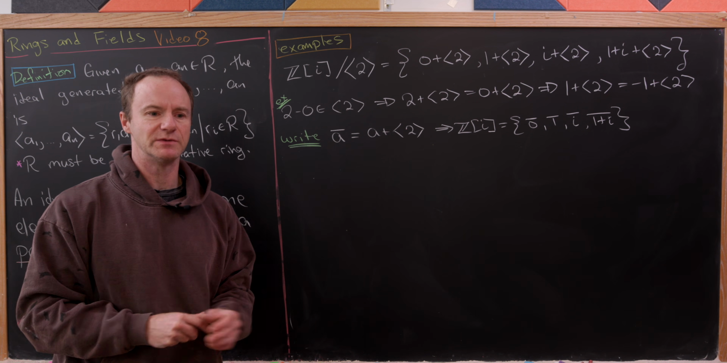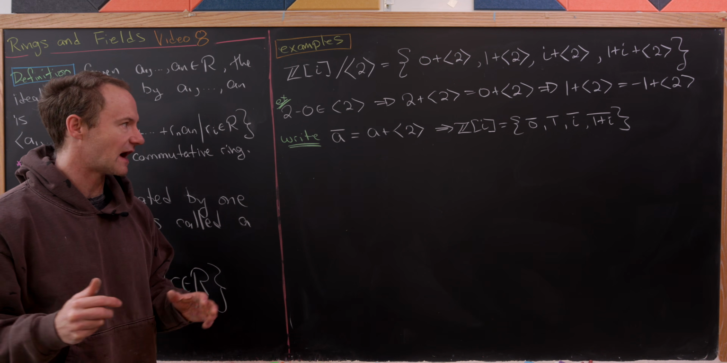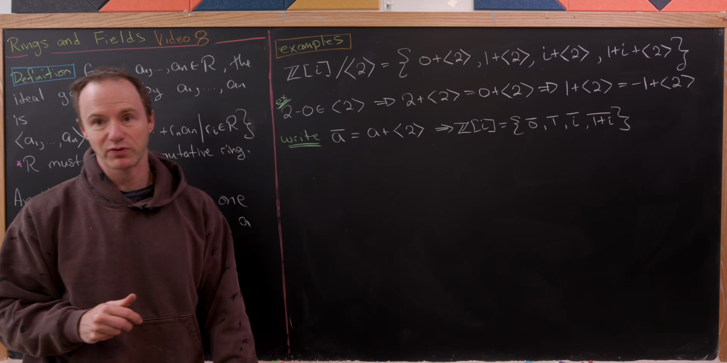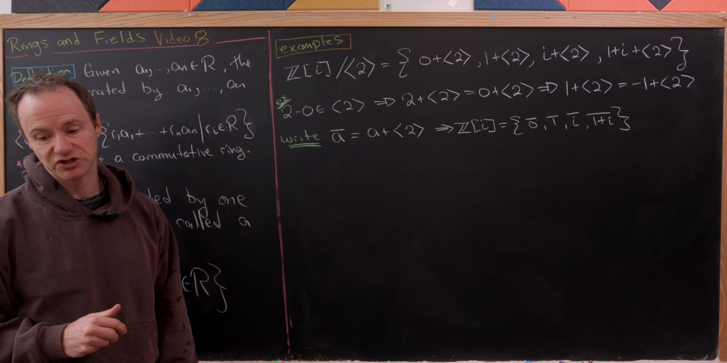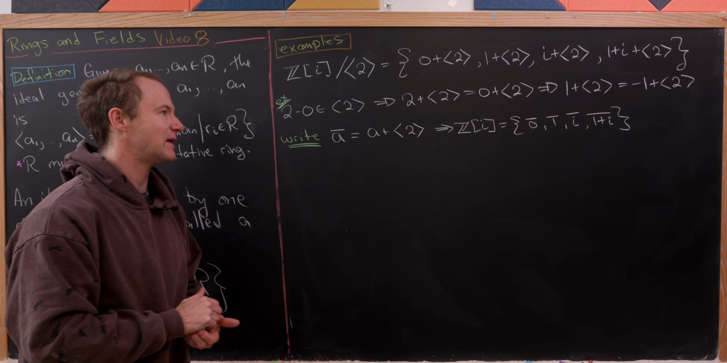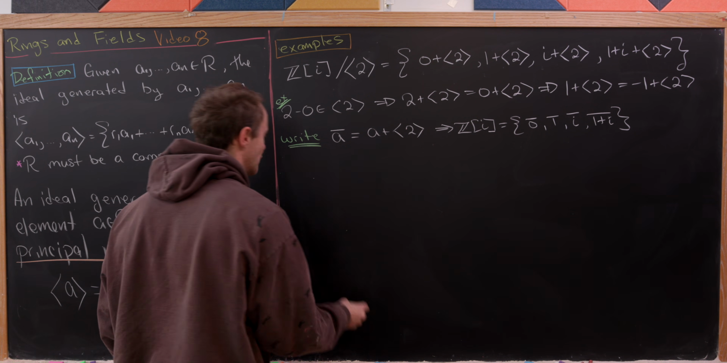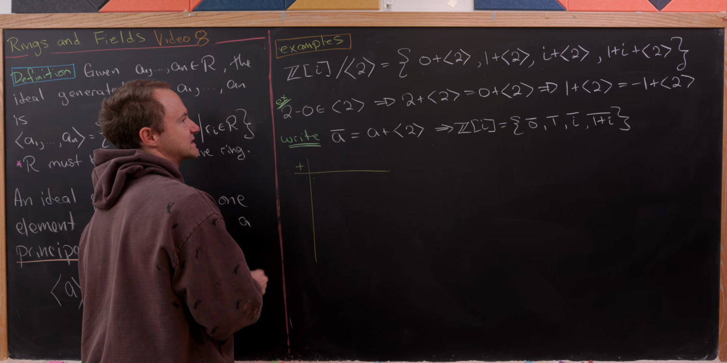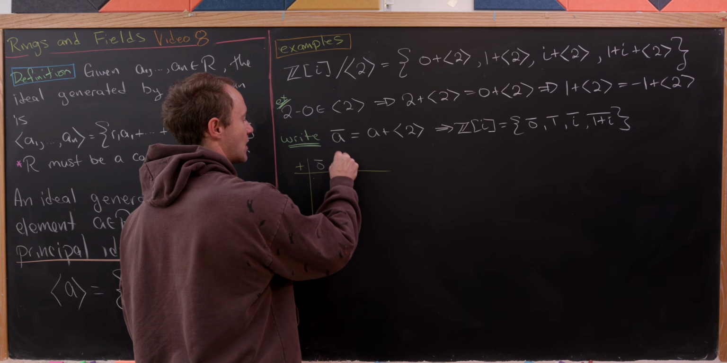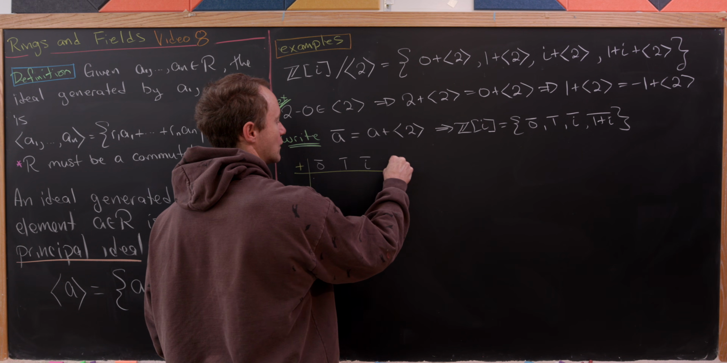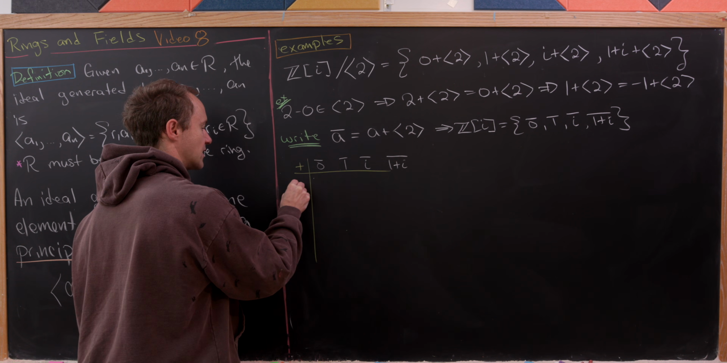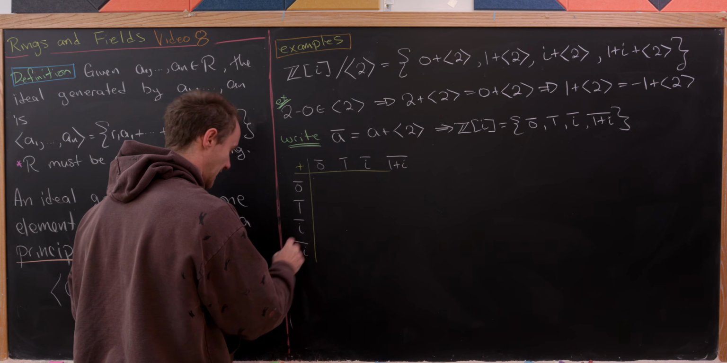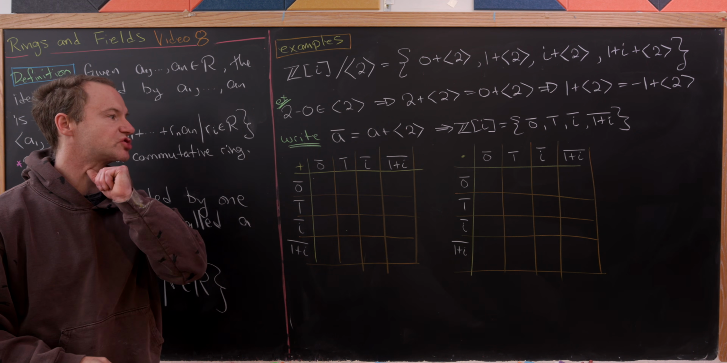Now I'd like to introduce some notation which is going to simplify our lives a little bit. Let's write A bar to be the coset A plus our ideal generated by 2. And now I'd like to make a quick addition and multiplication table of this quotient ring just to get a feel for what's going on. So we'll have 0 bar, 1 bar, I bar, and then 1 plus I bar. So this will be our addition. So 0, 1, I, and then 1 plus I. Okay, so there are our 2 charts to fill in.